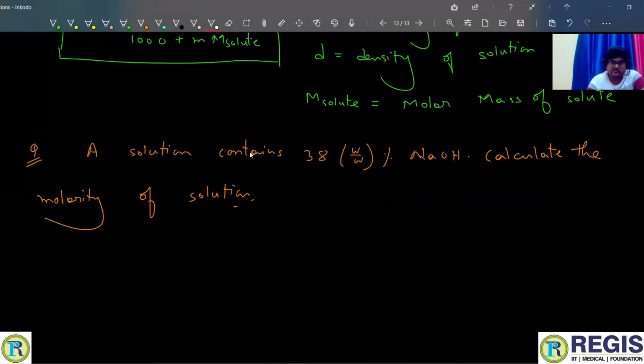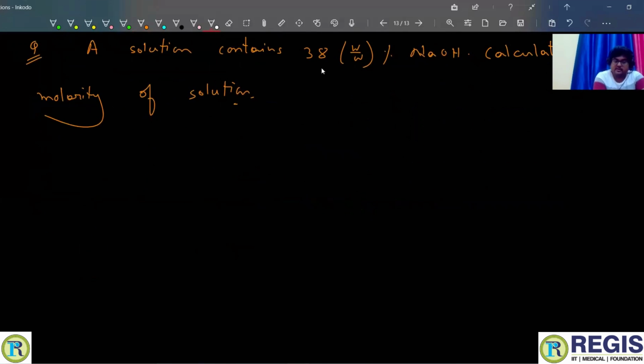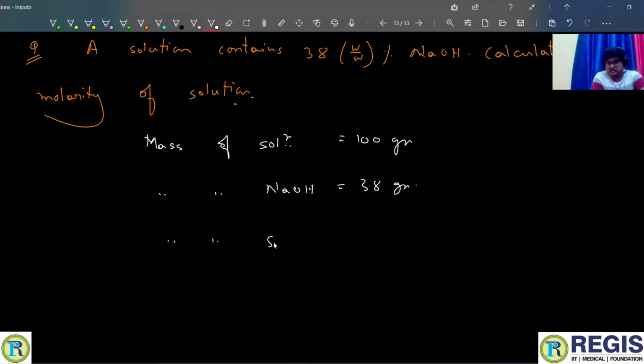Done. Now, how can you solve this one? 38 weight by weight percent. Okay, so can I write from here mass of solution, which is 100 gram, mass of NaOH, which is 38 gram, mass of solvent, which is 100 minus 38. That means to calculate this becomes 62 gram.